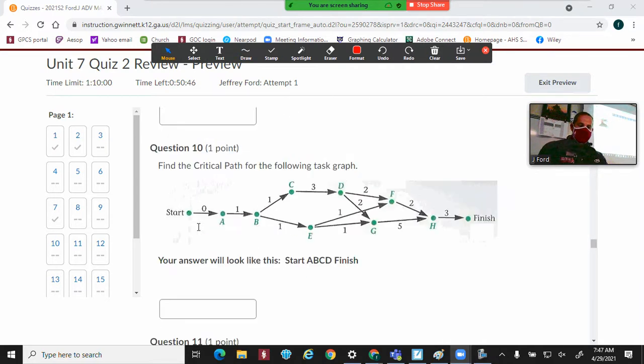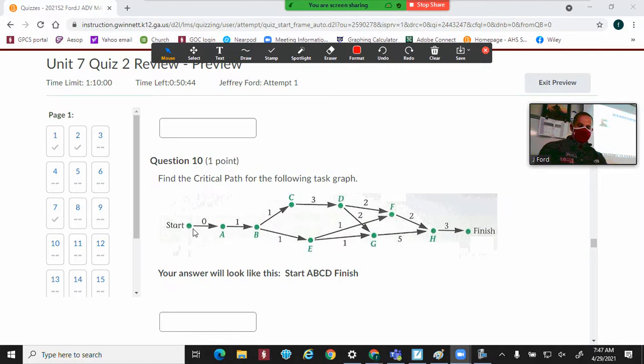All right, now finding the critical path. Finding the critical path and what we just did are the same exact thing. They work hand in hand. All you're going to do is highlight, and I'm doing this in short because you can always go back and watch the video for this. I'm just going to show you how you can find it in short form.